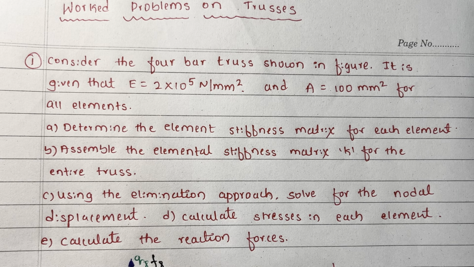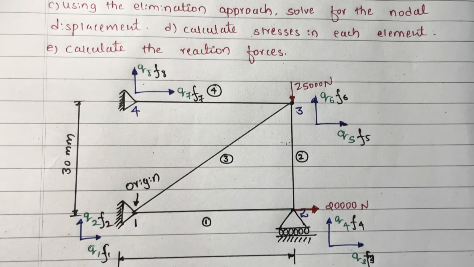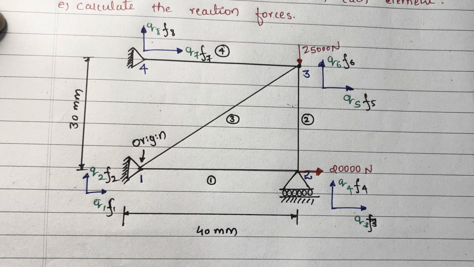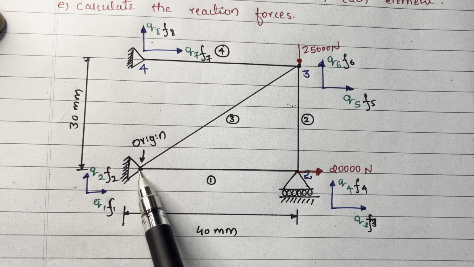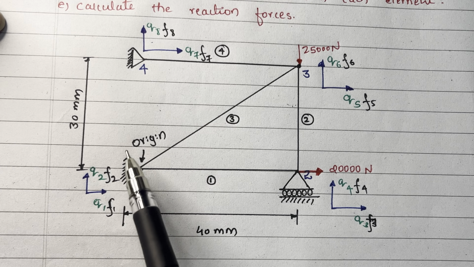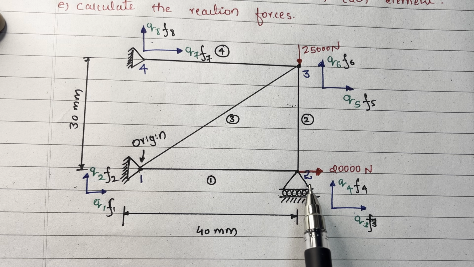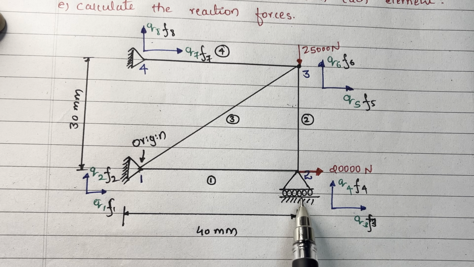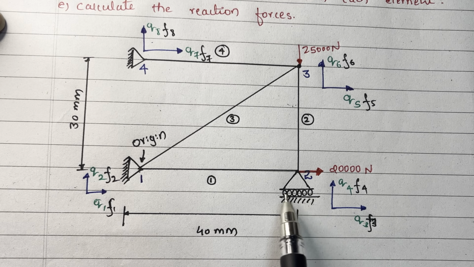So here we have the mechanism. Okay, so this is the figure in the question. So here this is the origin, that is node 1, and here it is fixed in x direction also, in y direction also it is fixed. Here that is node 2, here we have one force, that is 20,000 Newton, and here it is fixed in y direction, but in x direction we have roller support.